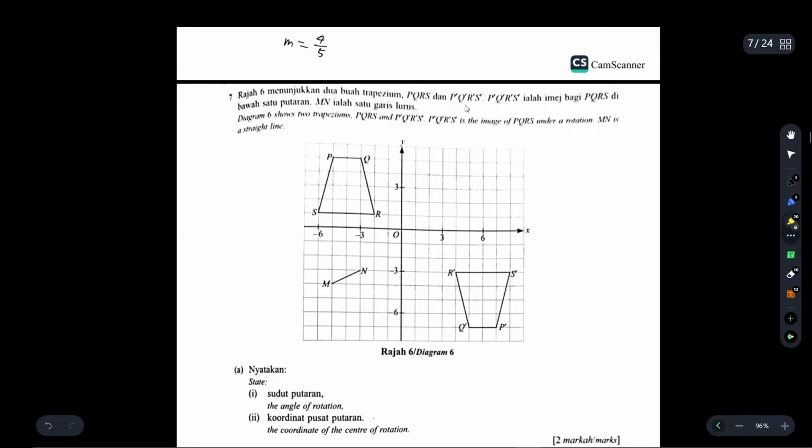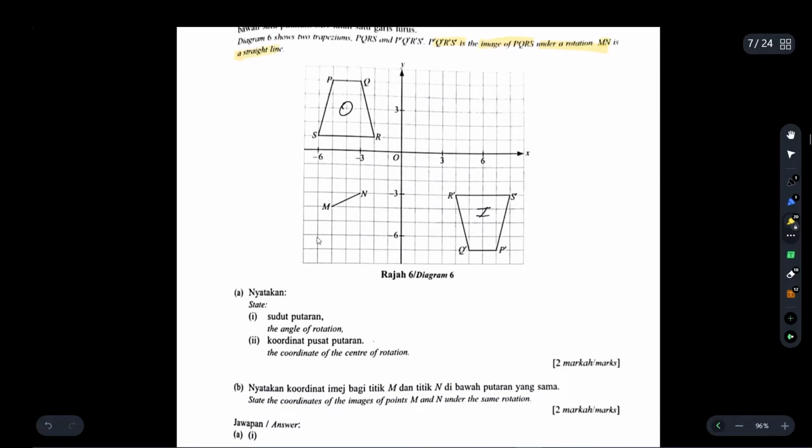So right now we have two trapezium right here, PQRS and P prime Q prime R prime S prime. It says that P prime Q prime R prime S prime is the image of PQRS. So that means that this is the image and this is the object. Under a rotation. Rotation is one of the transformations. And it also says that MN is a straight line.